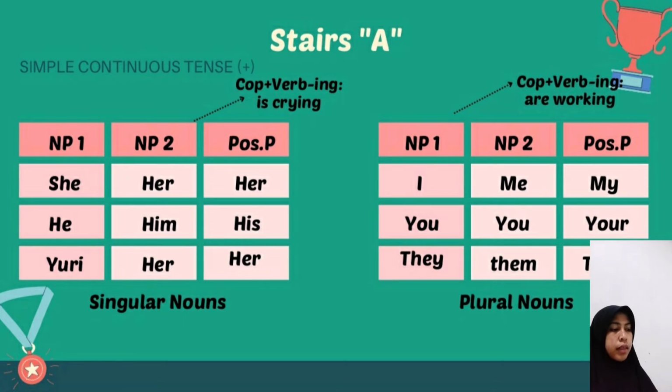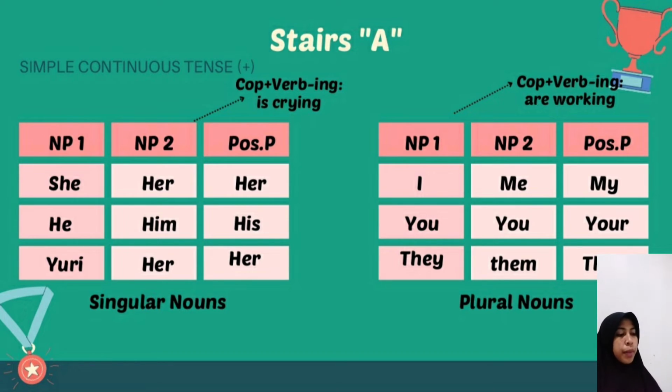Okay, let's talk about present continuous tense. What is present continuous tense? The present continuous tense is a form of tense that you can use to describe something or state an action that is taking place for a certain time in the present.